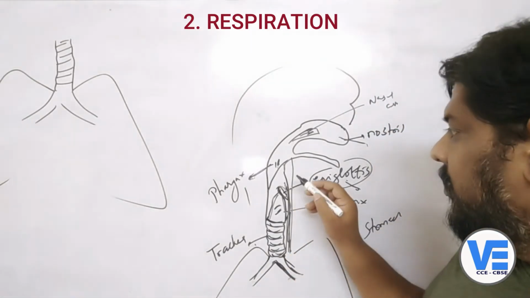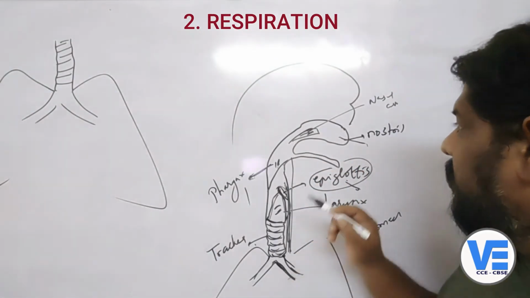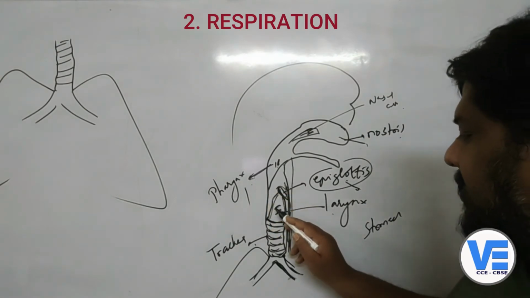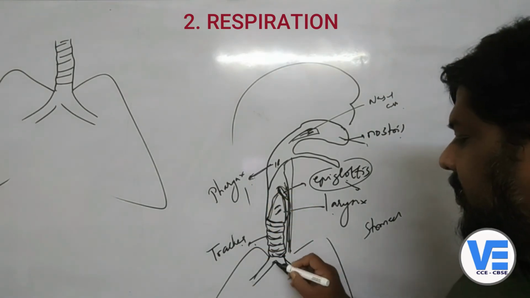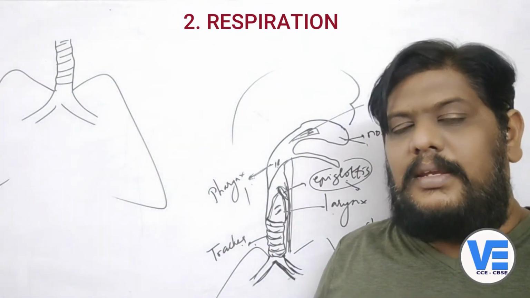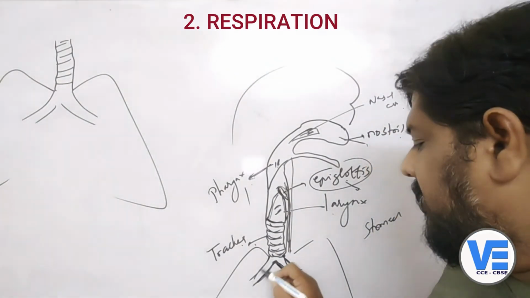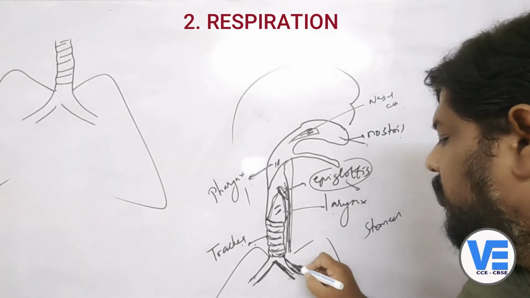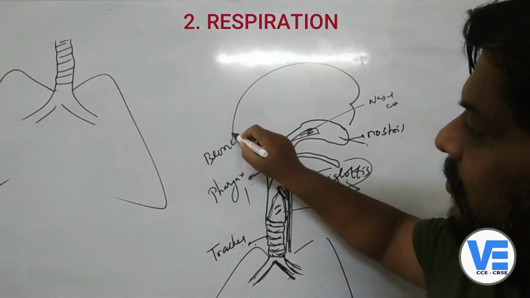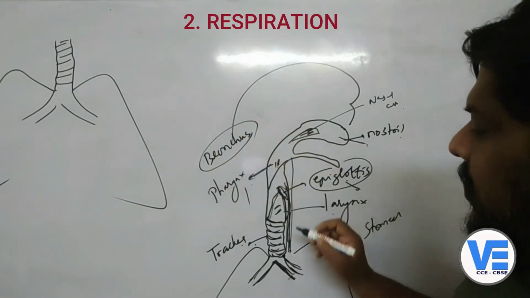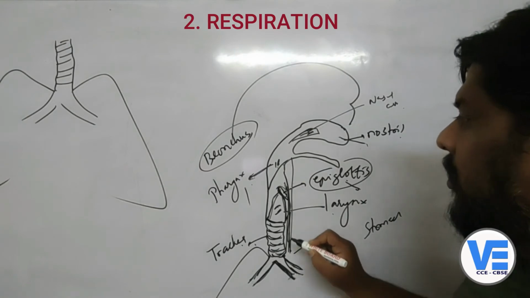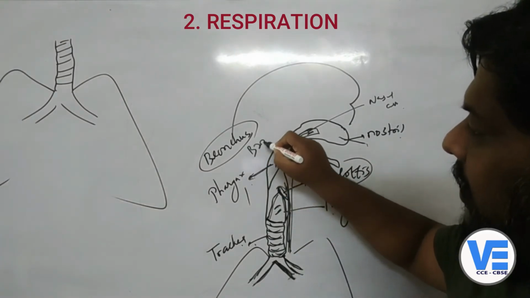So here now you can see the pathway, isn't it? First one is the nostrils, second the nasal cavity, then pharynx, then larynx, and then trachea, and then the next part is the bronchi. This singular is called the bronchus. Here this bronchus will come and divide into two, which we call the bronchi.